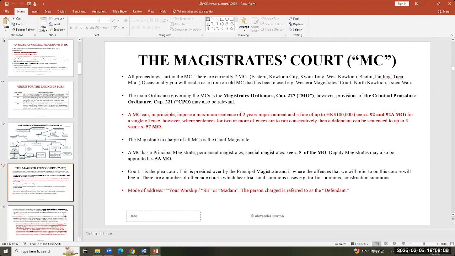Whenever you're appearing in the magistrate's court, you always address the magistrate as either sir or madam. If you're not sure whether it's a sir or a madam, or you want to be politically correct and gender neutral, then the correct form of address is your worship. And the person charged, the prosecution will always refer to them as the defendant. From your perspective as defense counsel, you can refer to them as the defendant, you can call them my client, or you can call them Mr. Wong, Miss Chan, by their last name.